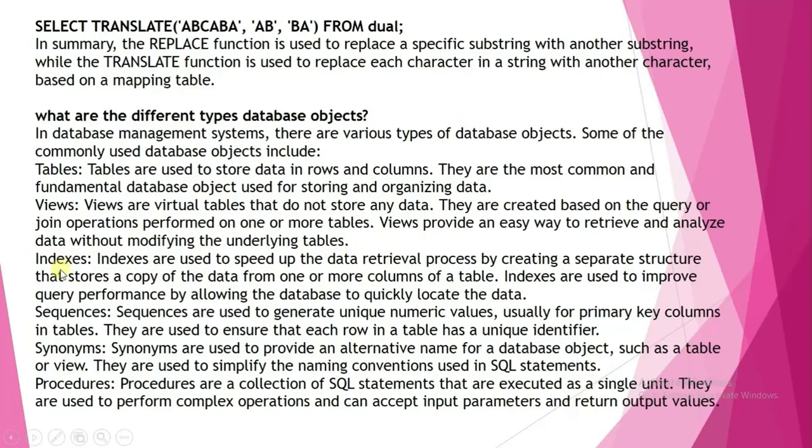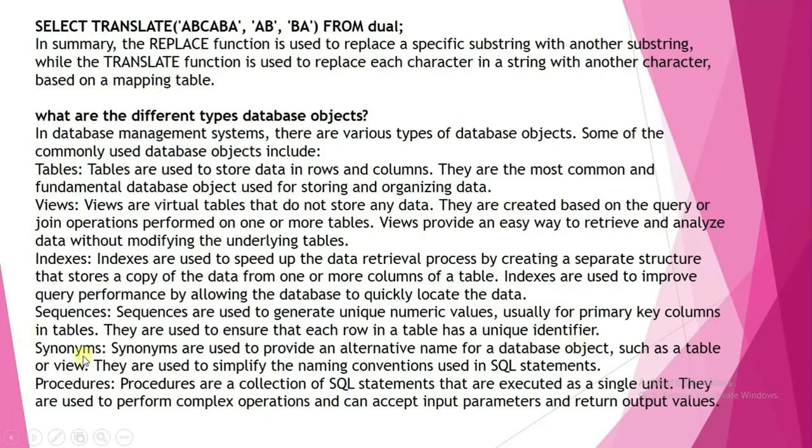Next come indexes. Indexes are used to speed up the data retrieval process by creating a separate structure that stores a copy of data from one or more columns of a table. Indexes are used to improve query performance by allowing the database to quickly locate the data. Next come sequences. Sequences are used to generate unique numeric values, usually for primary key columns in tables. They are used to ensure that each row in a table has a unique identifier.